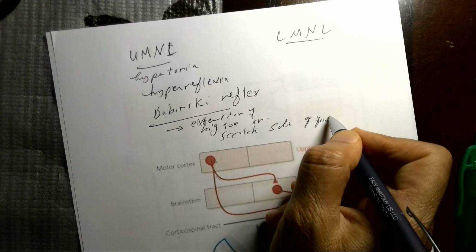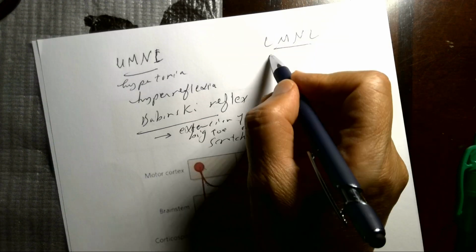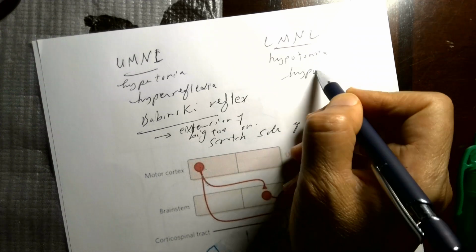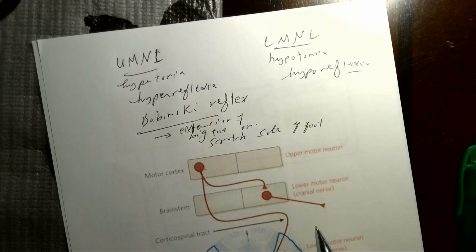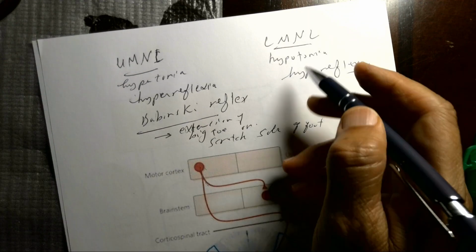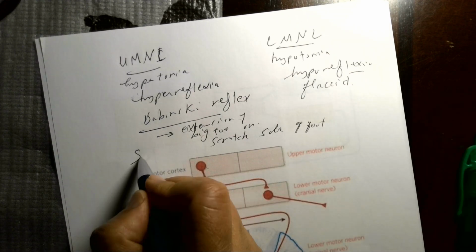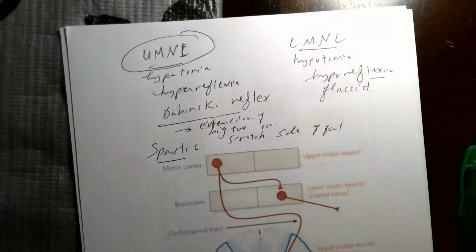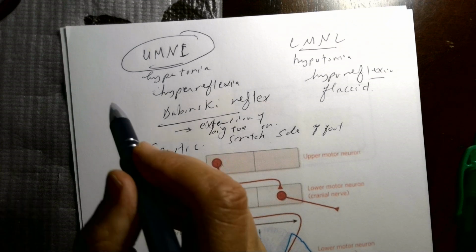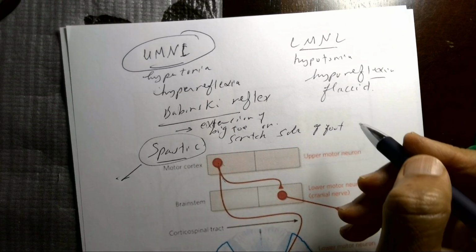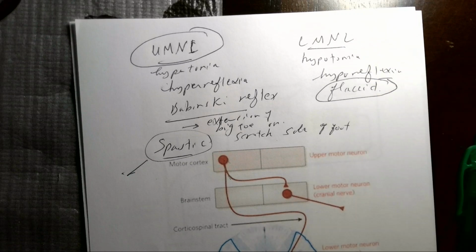Okay, lower motor neuron lesions will show hypotonia and hyporeflexia. In upper motor neuron there will be rigidity, but in lower motor neuron there will be flaccidity. This is flaccid paralysis, while this is a spastic paralysis in upper motor neuron. So an upper motor neuron lesion, like in the pyramidal tract or corticobulbar tract, leads to spastic paralysis. And this is called flaccid paralysis if it's a peripheral nerve, if the peripheral nerve is the one which is affected.